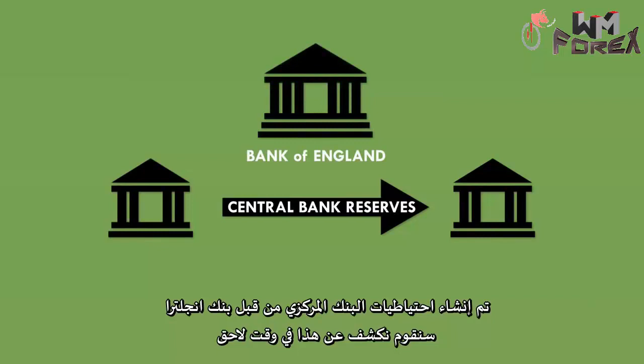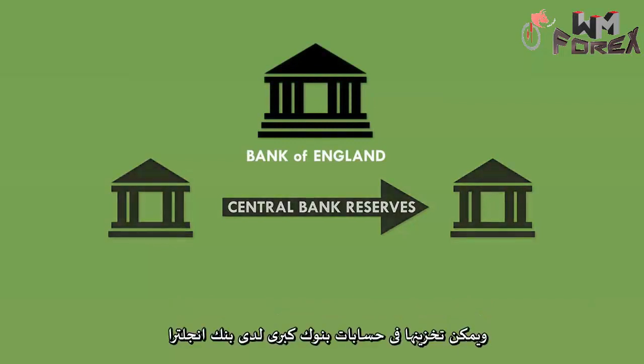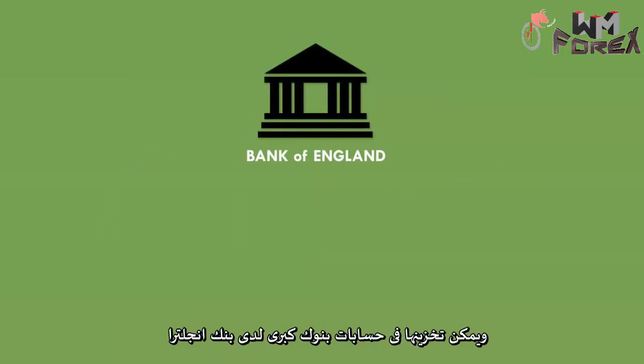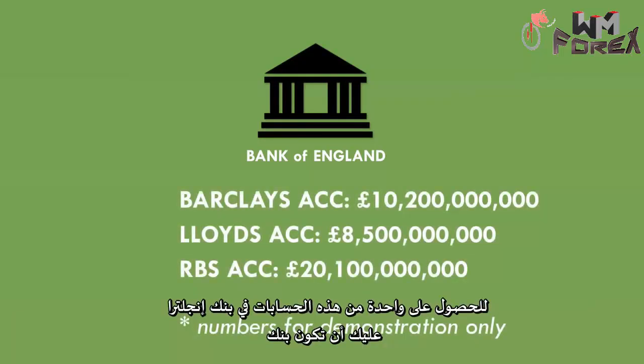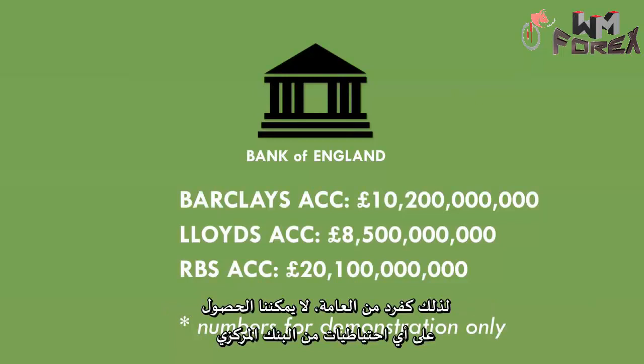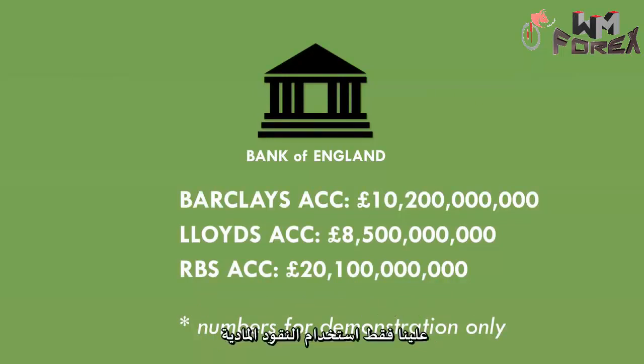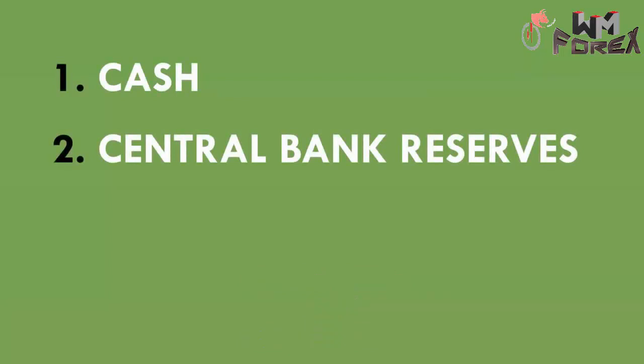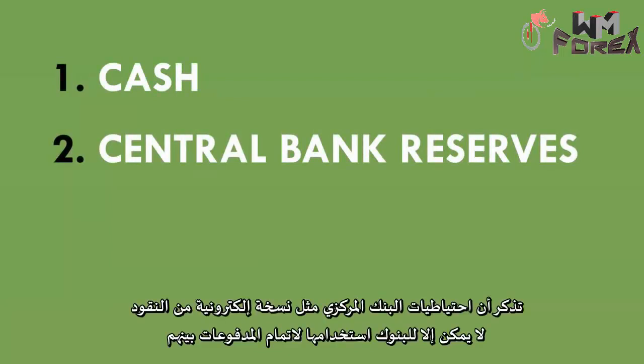We'll cover how later on, and they can only be stored in accounts that the big banks have with the Bank of England. To get one of these bank accounts at the Bank of England, you have to be a bank. So as members of the public, we can't get our hands on any central bank reserves. We just have to use the physical cash. So the first 2 types of money are 1, cash, and 2, central bank reserves. Remember that central bank reserves are like an electronic version of cash that only the banks can use to make payments between themselves.